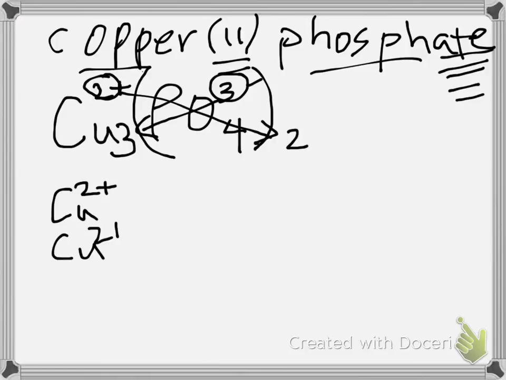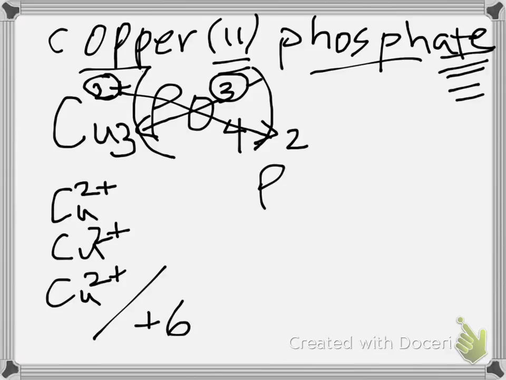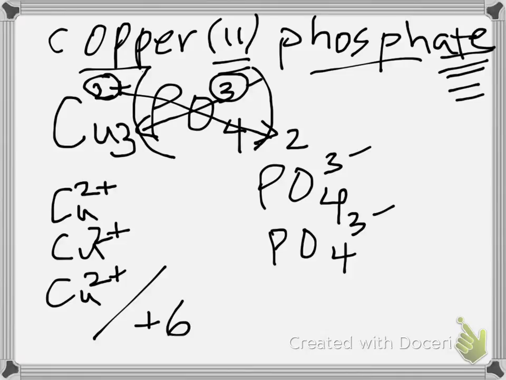3 coppers with a +2 charge, right, which gives me a total positive charge of +6. To balance that out, I need 2 phosphates with a -3 charge, which gives me that total -6 charge.